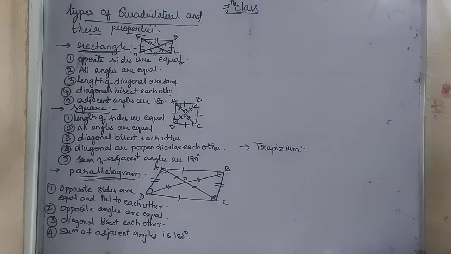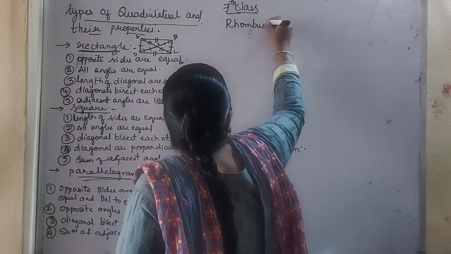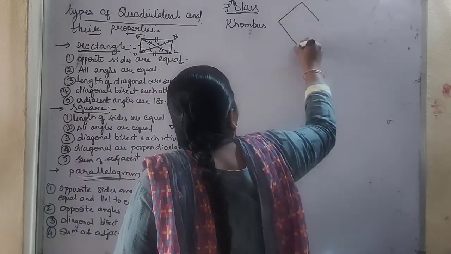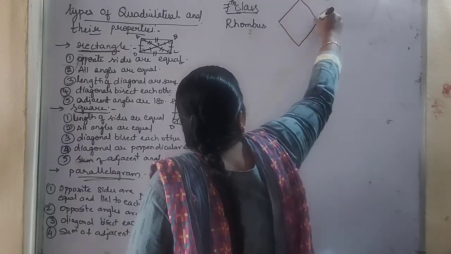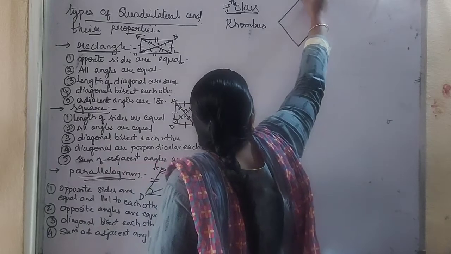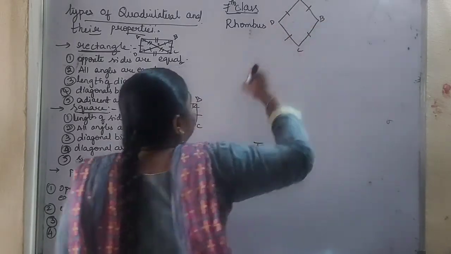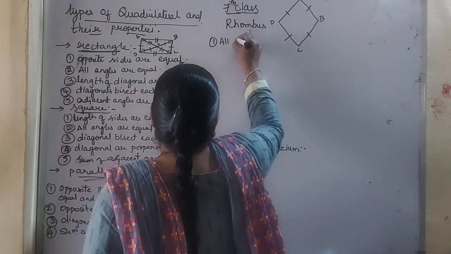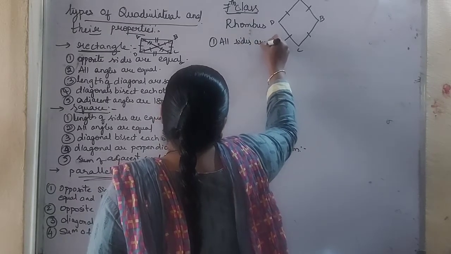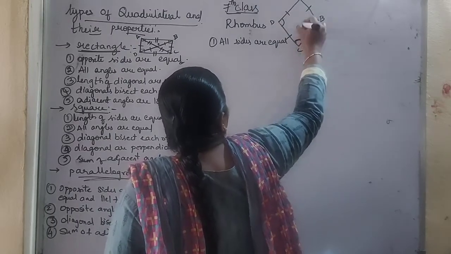So next is rhombus. So what are the properties of rhombus we will see. So rhombus is same as square. So A, B, C, D. In square all sides are equal, and in rhombus also all sides will be equal. So your first property is all sides are equal and all opposite angles will be equal.